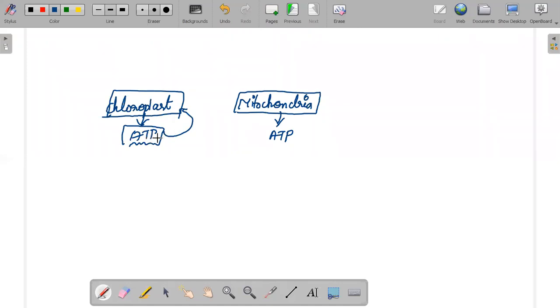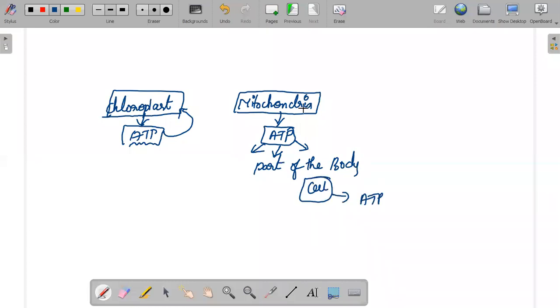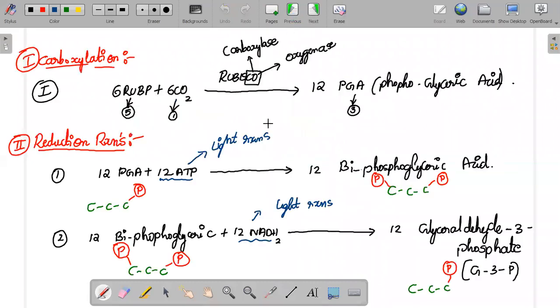Whatever ATPs the chloroplast produces, they are utilized by the chloroplast itself only. But in the case of mitochondria, this ATP will roam through each and every part of the body, every cell of the body, and there it will be utilized. Mitochondria is producing ATP for the others, whereas chloroplast is providing the ATP for its own sake only. And that is also a very good thing.